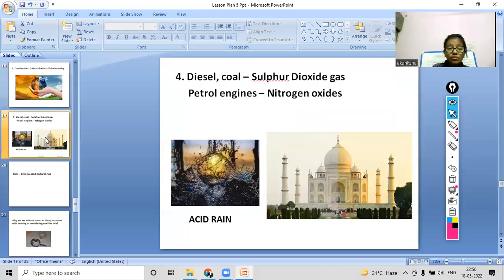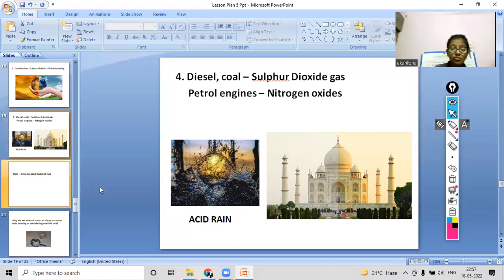Now coming to the fourth byproduct, if we are burning diesel and coal, we get sulfur dioxide gas, which is a very harmful gas. It is causing acid rain, right? Petrol engines cause nitrogen oxide. Both of these gases cause acid rain, and this acid rain corrodes old buildings and monuments, thus causing pollution, right? So these were all the harmful effects of different fuels, and we will now move forward.